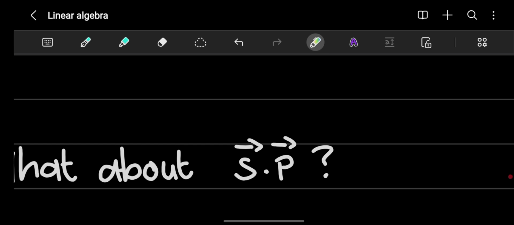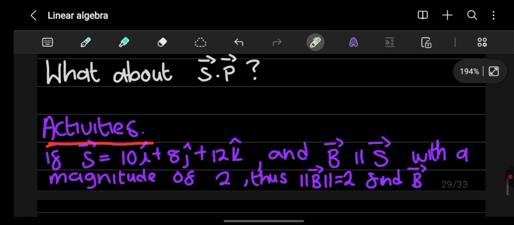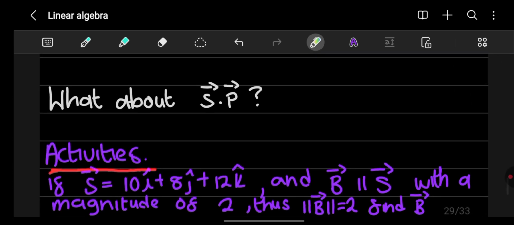Before the cross product, I think I might have to go back to determinants and inverses to be able to get to the cross product, really, but I'll see. So the activity is to find, or if maybe S is this kind of vector and B is parallel to S, which tells us another thing.